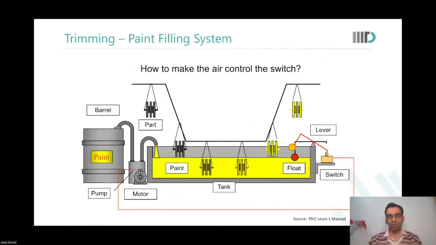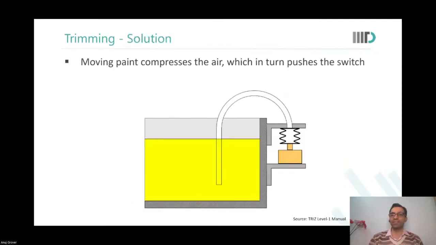Yes, sir. Very good. So we have trimmed this. Now we say that the air controls it like this. As the paint moves up, the air in this tube compresses. It pushes the switch down. Good. So you all know everything. You can find solutions for your problem.